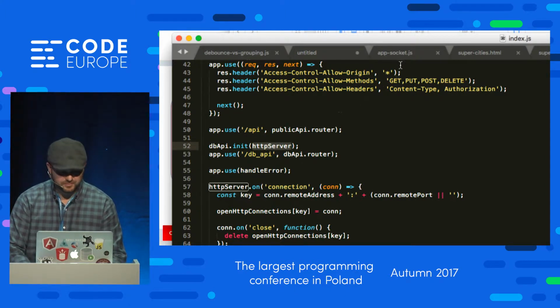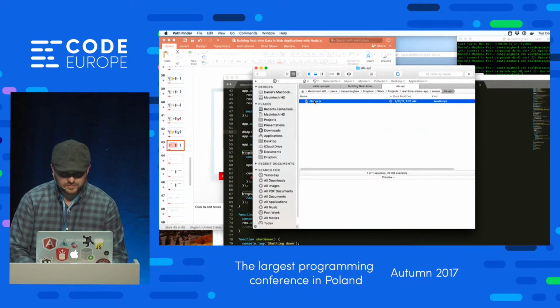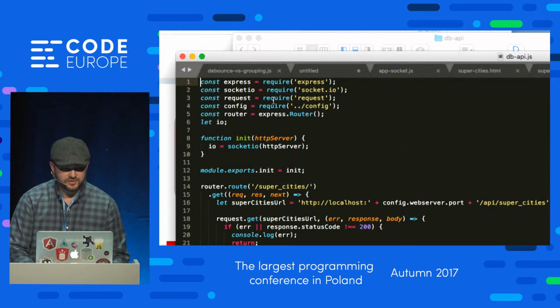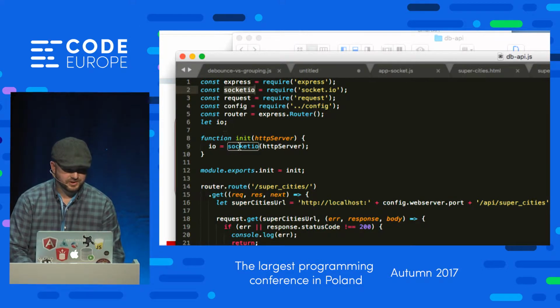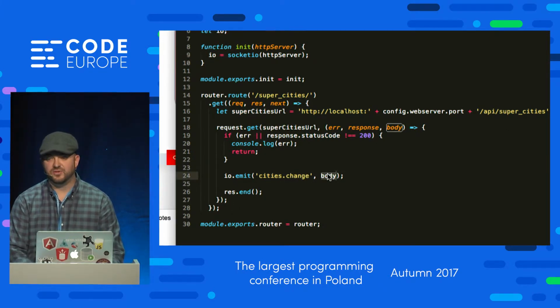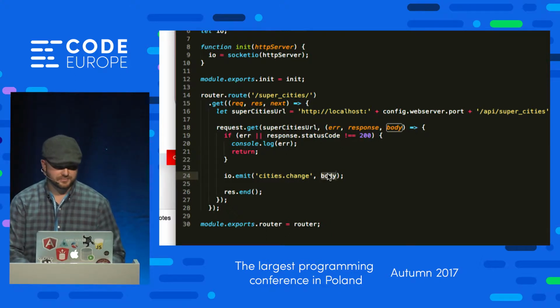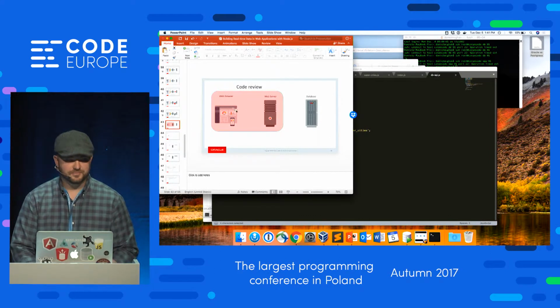So I'll show you that very briefly. Inside the database API, I'm bringing in socket.io. And again, just a single instance is all I need to handle all the connections to the web server. So when a change comes in, once I have that, I can use it to emit changes. And here you're seeing I'm emitting that event and then just sending data in the form of body here. So that's basically what's happening in this area.